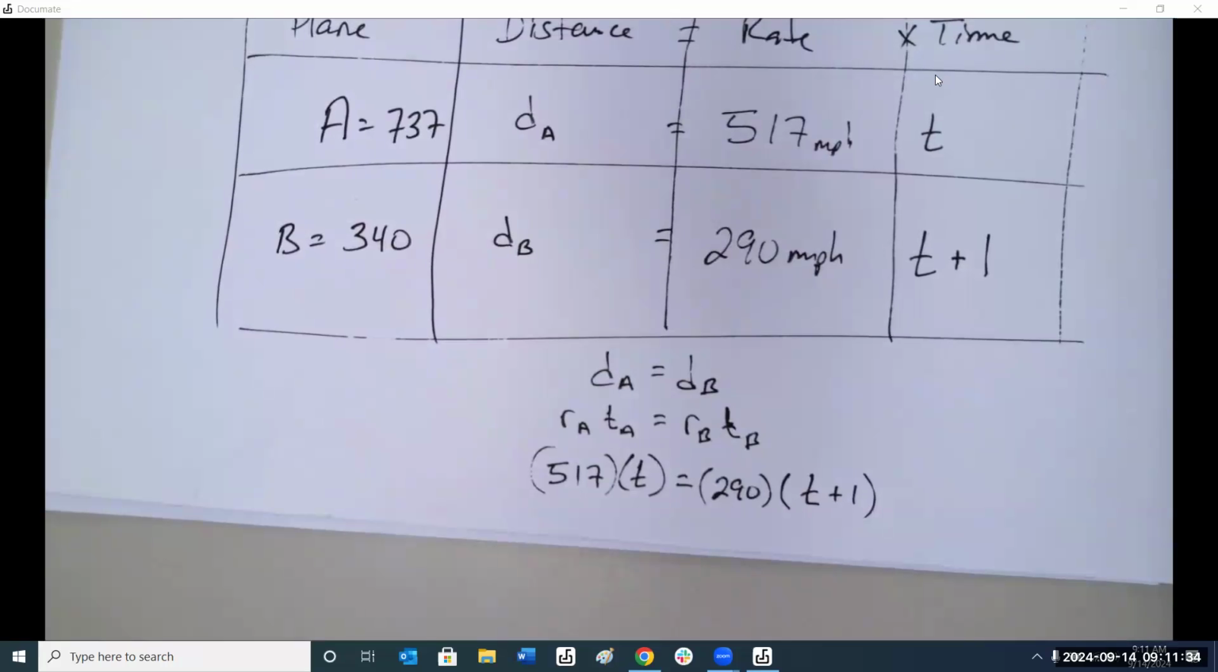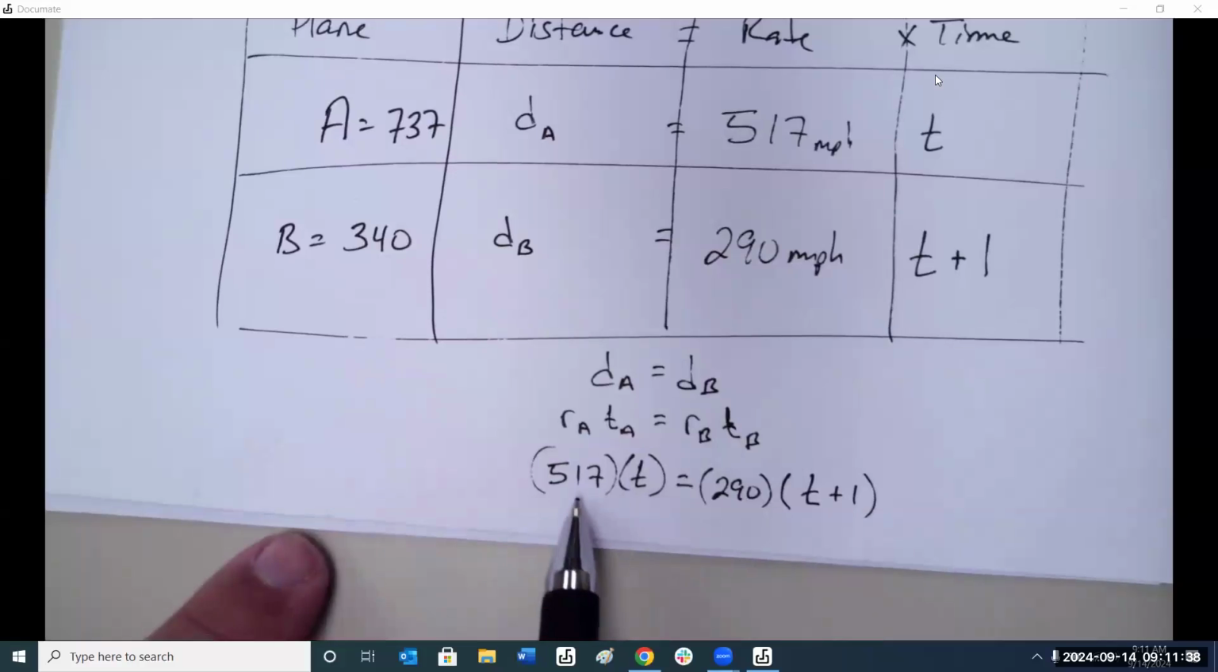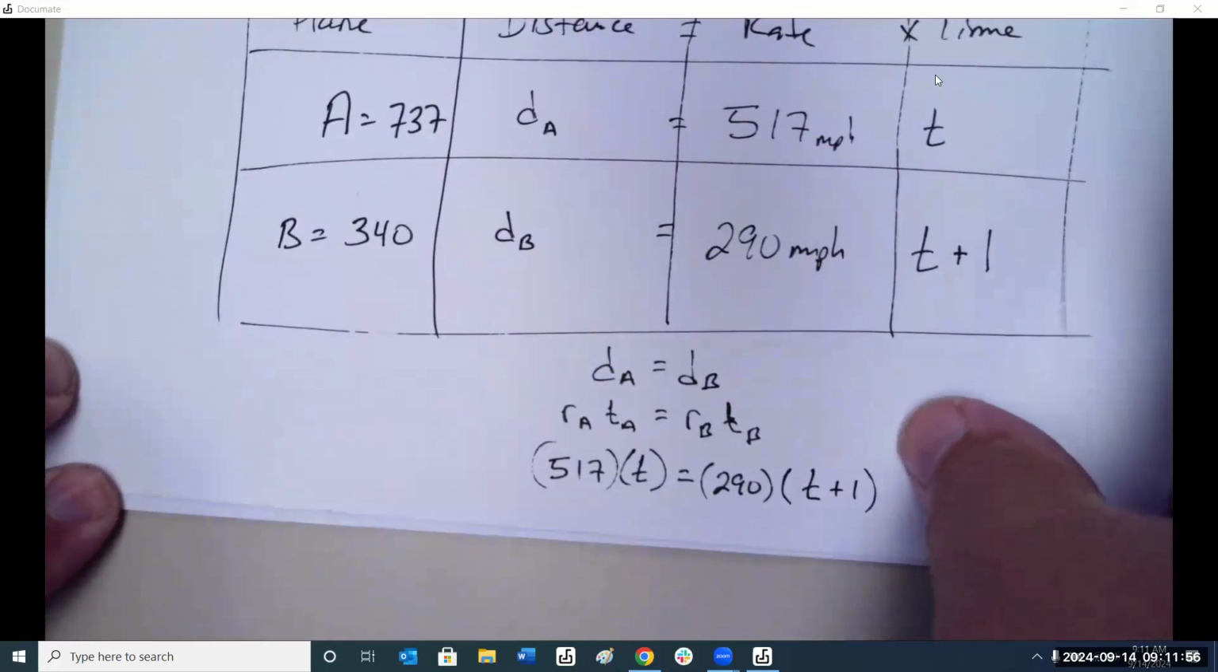No, it's always traveling at 290. Oh, I see what you're saying. Yes, after 1 hour it will have covered 580 miles, so we can look at it that way. And this one's 517 after 1 hour. So we have to go another little bit further. Let's look at how we're going to solve this.